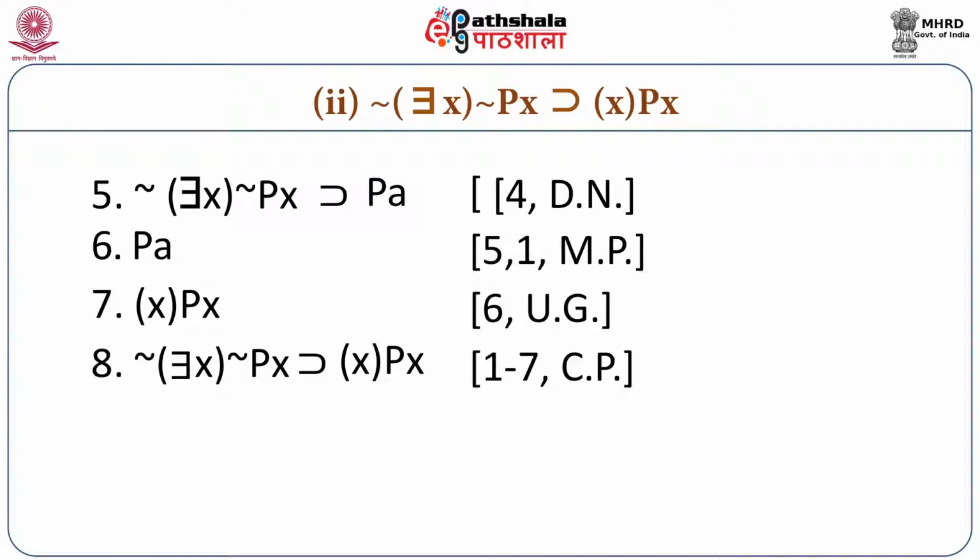From here we can apply the next rule, which is modus ponens, from step number 5 and step number 1. Given this, we can have step number 6, Pa. Now we need to universalize. That means universal generalization. From step number 6 we get step number 7, for all x, x is P. Now we need to apply once more the rule of conditional proof, from 1 and 7, which will give us step number 8.